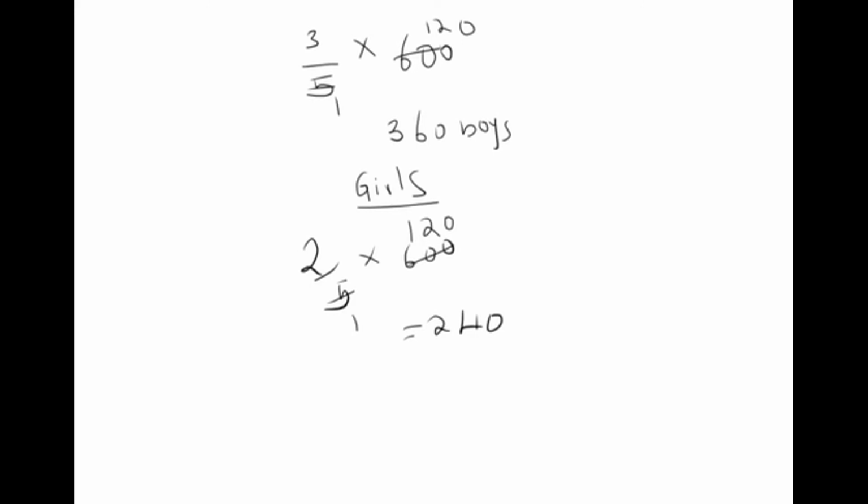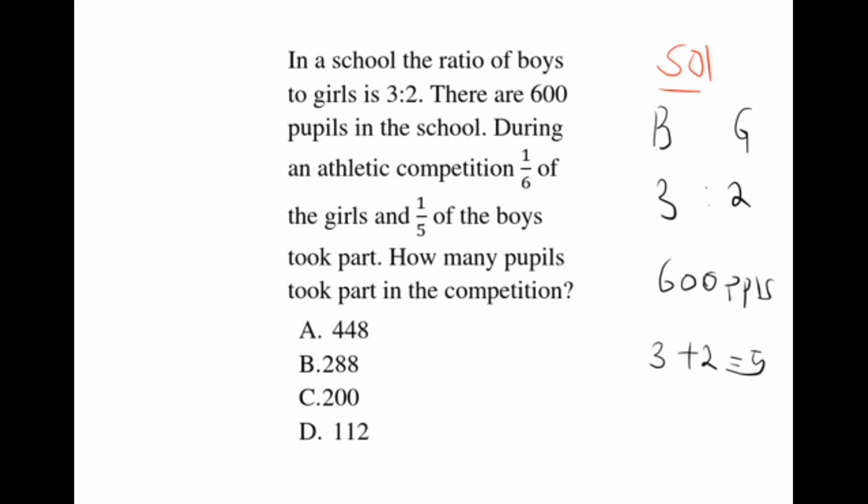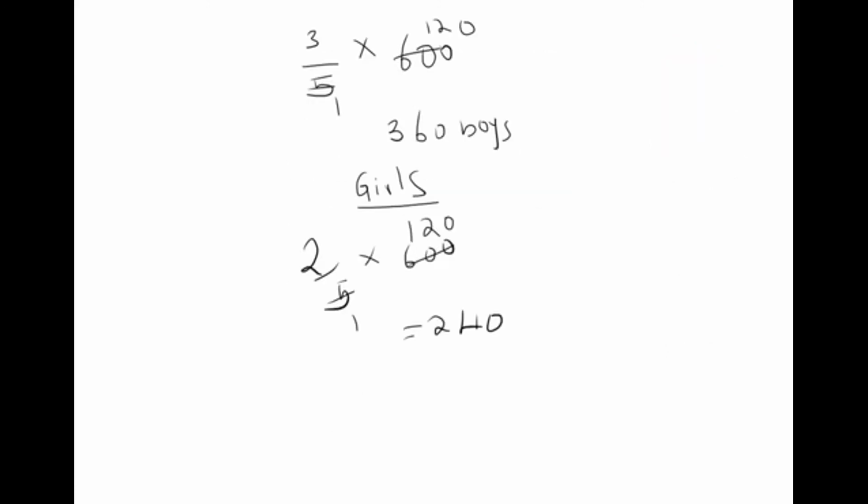Then we are told that during an athletic competition, a sixth of the girls and a fifth of the boys took part. A sixth of the girls and a fifth of the boys. So let us work with the girls first. You are told a sixth of the girls took part. So it is 1/6 of all times 240. By 6, 1. By 6, 4. So the number of girls who took part in the competition are 40.